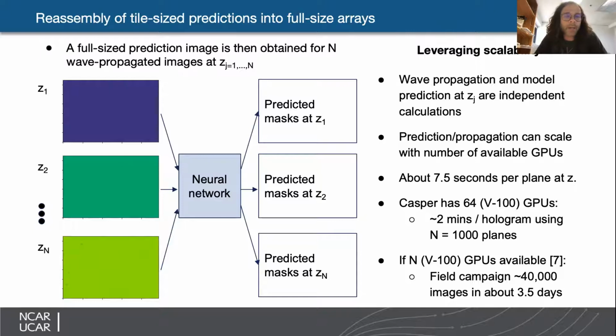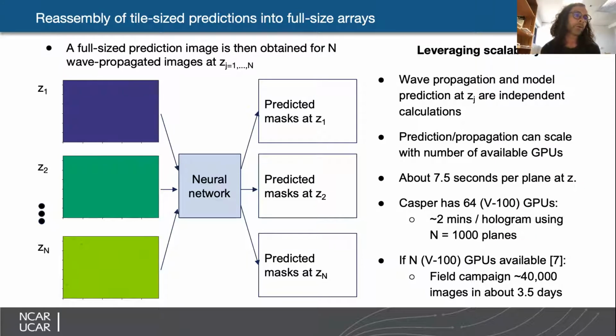And I benchmarked that here on our Casper cluster, and I can get it down to about 7.5 seconds per plane. And that includes that crazy bottleneck that I mentioned to you earlier. Now, Casper only has 64 V100 GPUs, which are not state of the art anymore. So if we're talking Casper, I can do about 2 minutes per hologram with 1,000 reconstruction planes.